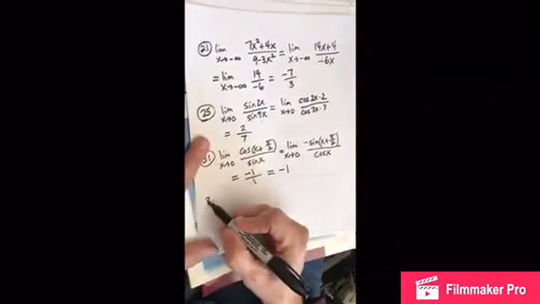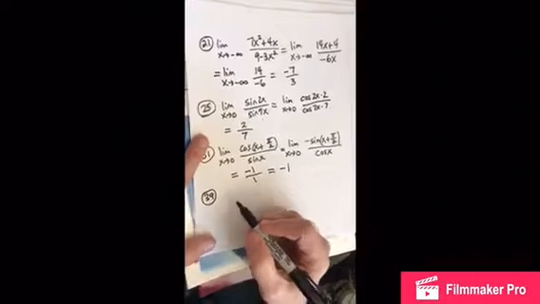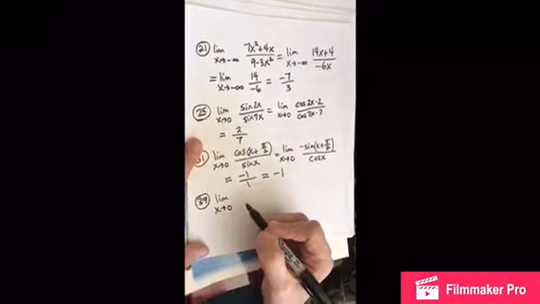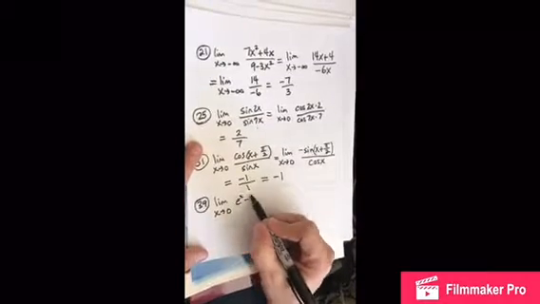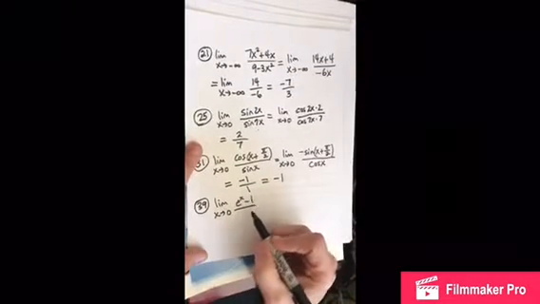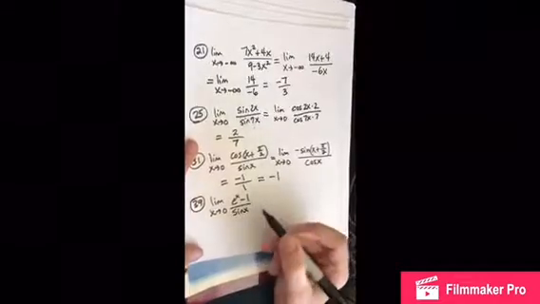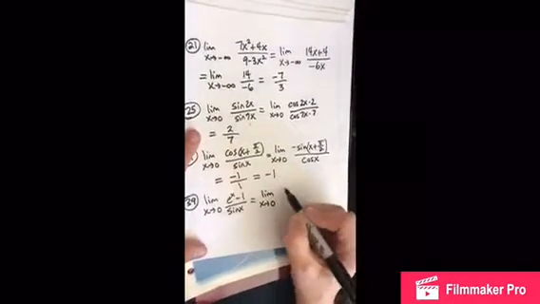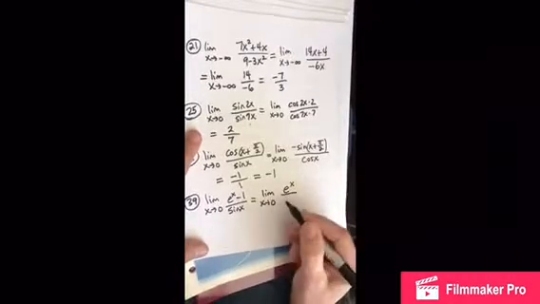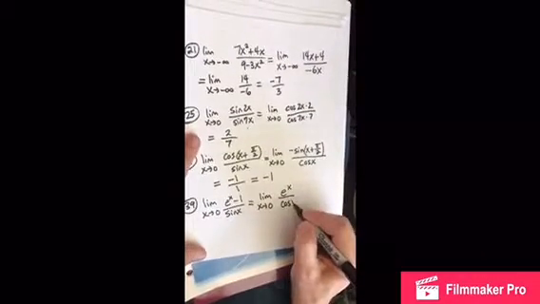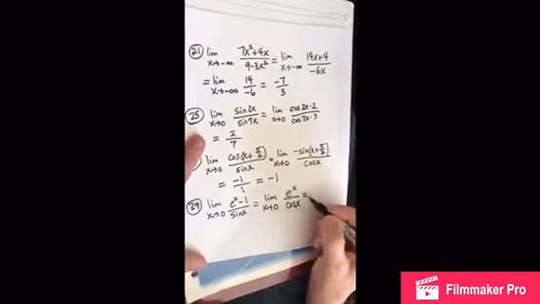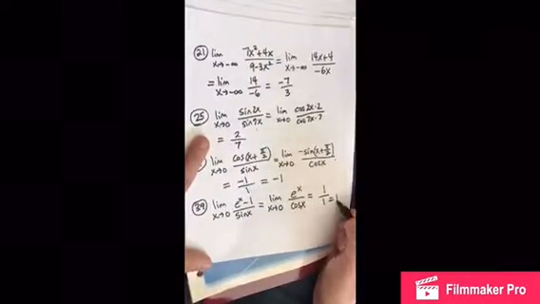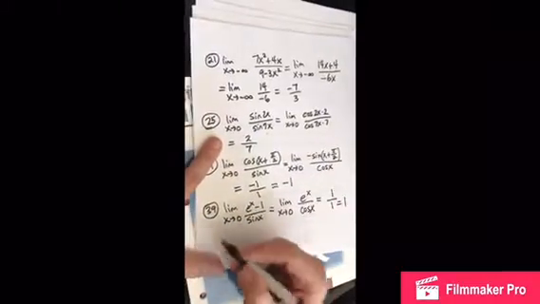Number 39. Limit as x goes to 0 of e to the x minus 1 over sine x. 0 over 0, use L'Hopital's. Derivative of the numerator is e to the x. The derivative of the denominator is cosine x. E to the 0 is 1. Cosine of 0 is 1. So this limit is 1. That one was kind of easy.